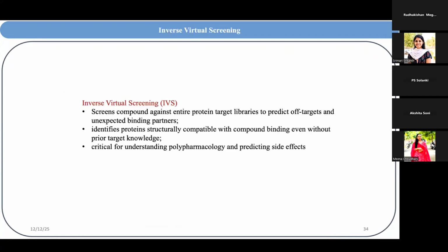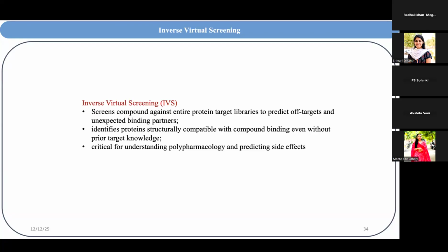Next is inverse virtual screening. This is a very small concept where we take a single compound and screen it against a library of protein structures. This approach helps us to identify off-targets. That is another approach, and we will see more about off-targets.